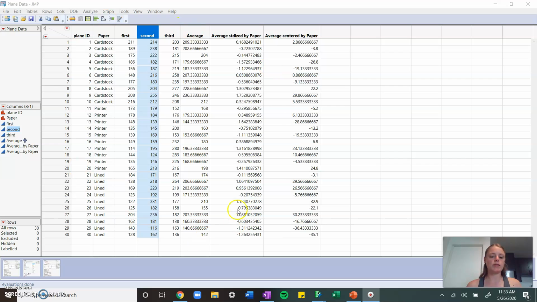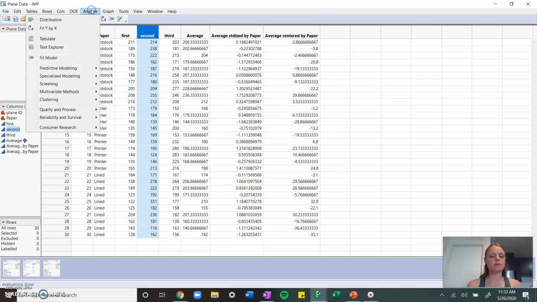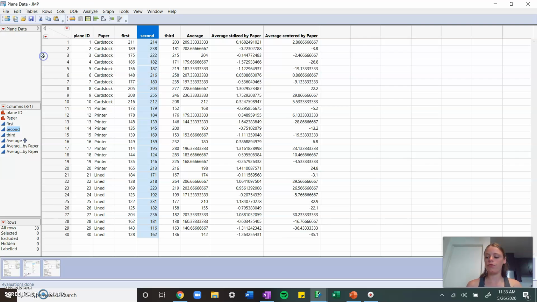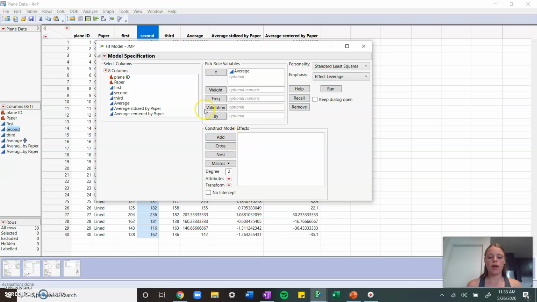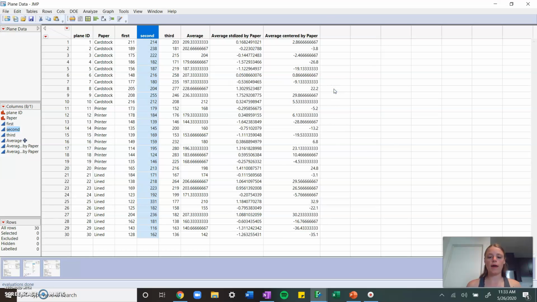And so here is the data that we were looking at before. We're going to go up here to Analyze, and then we're going to go to Fit Model. Our Y, which is our response variable, is the average distance traveled. And in construct model effects, we're going to put our explanatory variable, which is the paper type. We're going to run that.